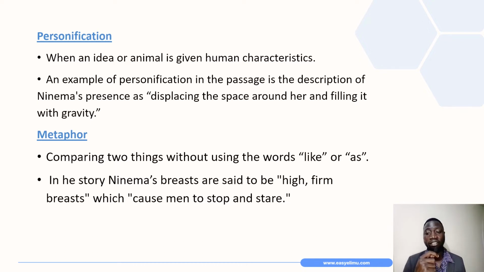So again, we have another style, that is metaphor. This is a comparison between two things that are unlike. It involves making an implicit comparison between two unlike things, by implying that one is the other. So in the story, an example of metaphor is the comparison of Ninema's breasts to high, firm breasts, which cause men to stop and stare.